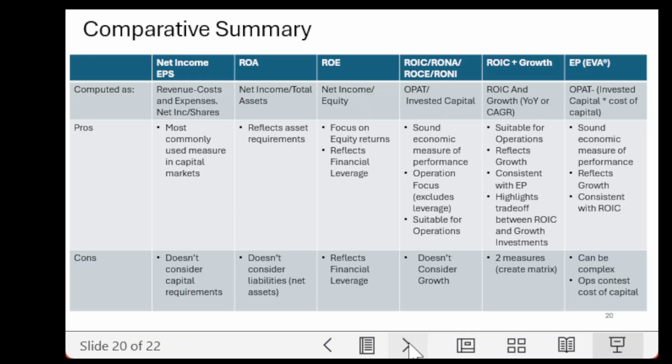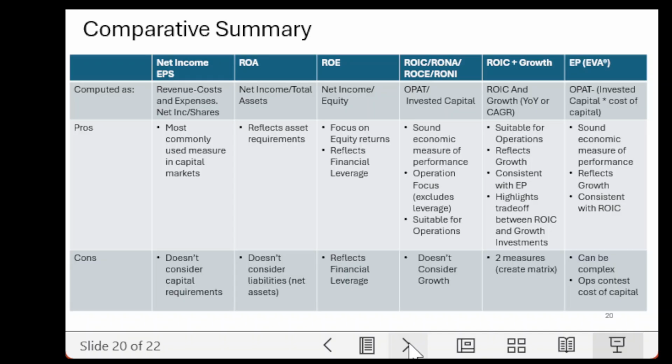Return on assets reflects asset requirements. That's good. Doesn't consider net assets, that is the operating liabilities. ROE is a good measure. It focuses on equity returns. It reflects financial leverage. That's also a con because you can't compare similar companies that have different capital structures because of the impact of financial leverage.